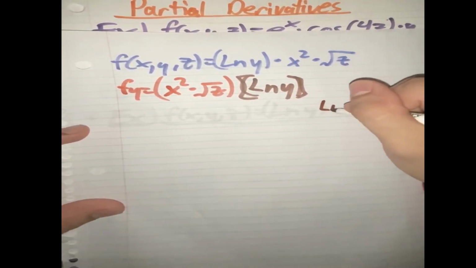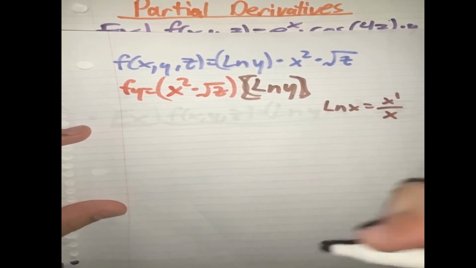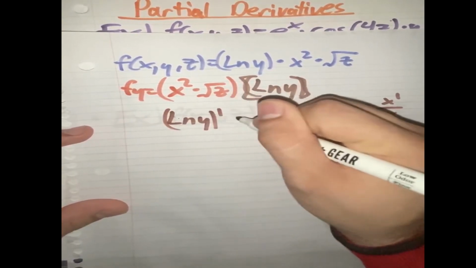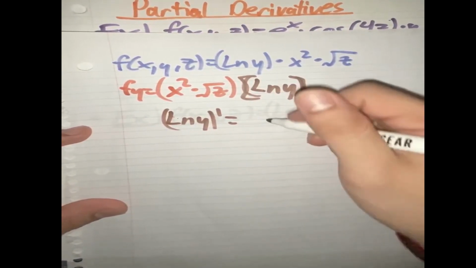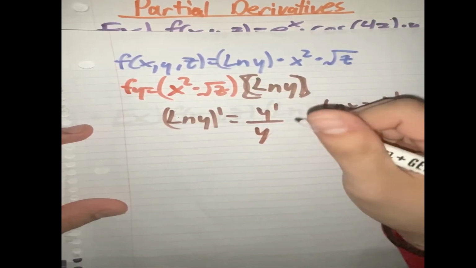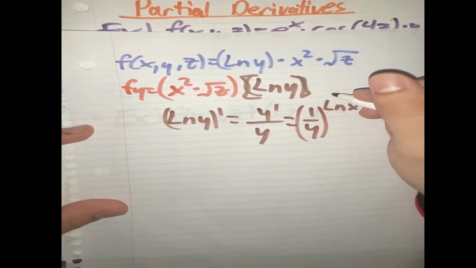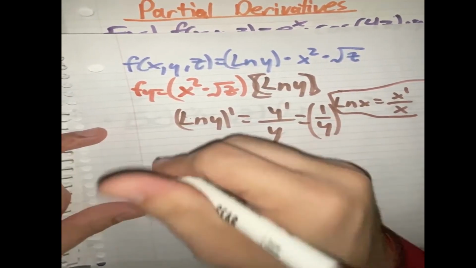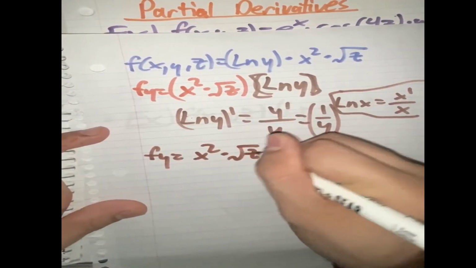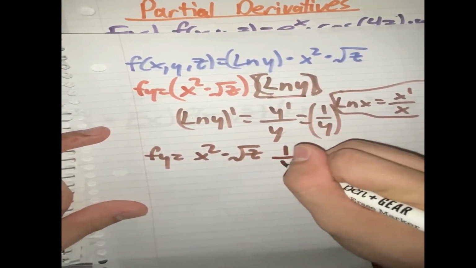But simply, the derivative of the natural log of x is x prime over x. So similarly, the derivative of the natural log of y is y prime over y. And what's the derivative of y? It's 1, so we get 1 over y in this particular case. So f of y is equal to our constant times the derivative of the natural log of y, which is simply 1 over y.